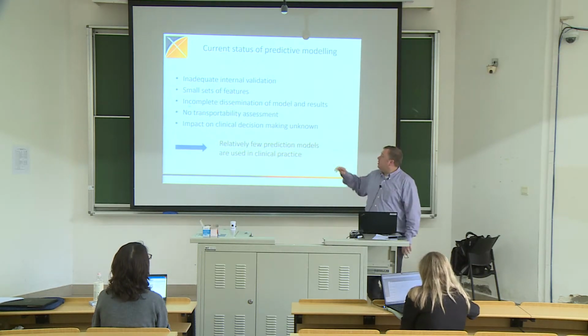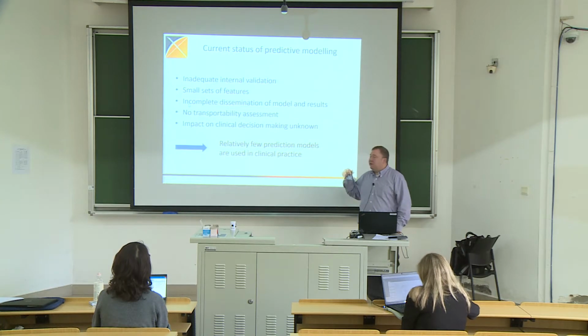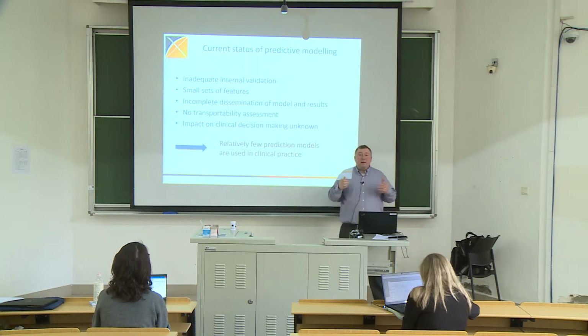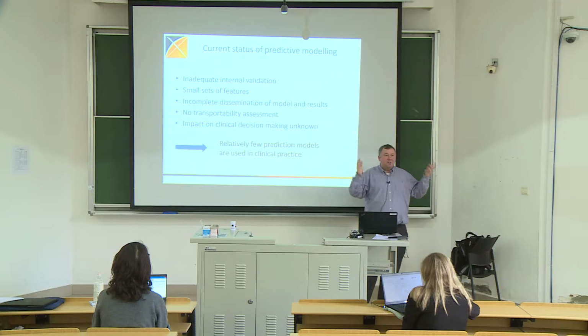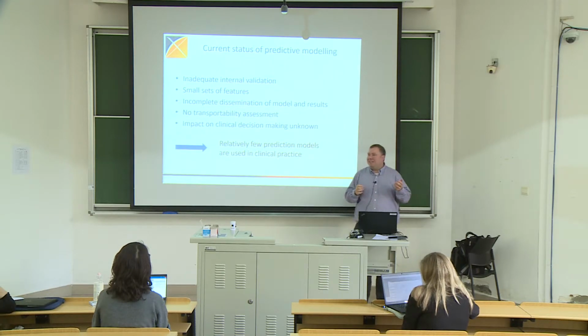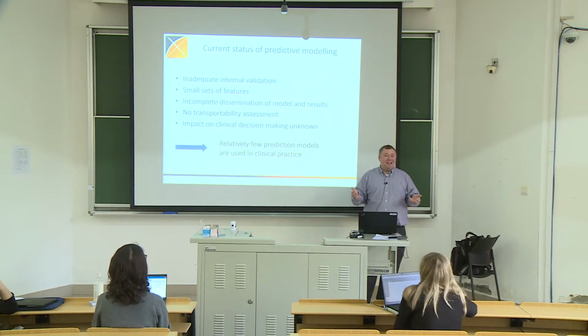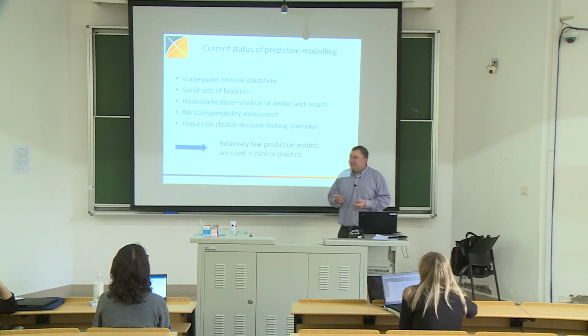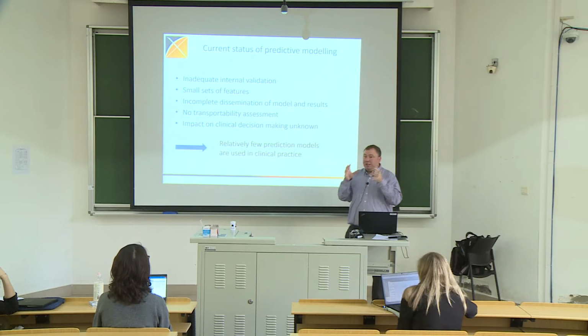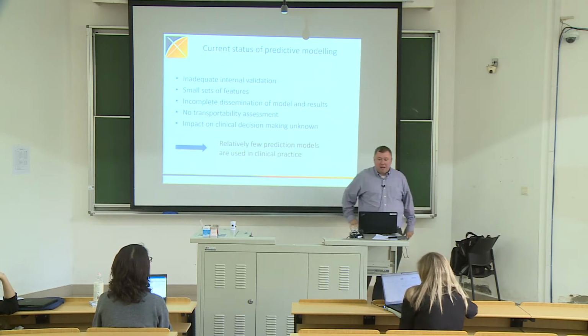The paper cites the fact that there's incomplete dissemination of models and results. So lots of people are publishing papers and saying, I learned a model, but then they don't actually tell you what the model is. And if I don't tell you what the model is, you can't use it in clinical practice. So we've got to be able to clearly describe exactly what that model is.